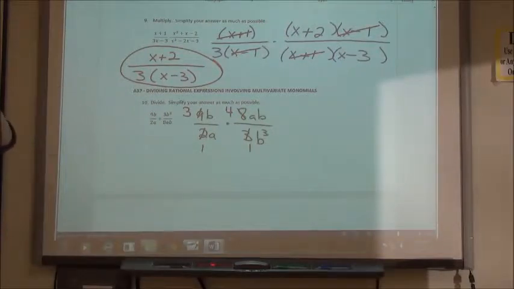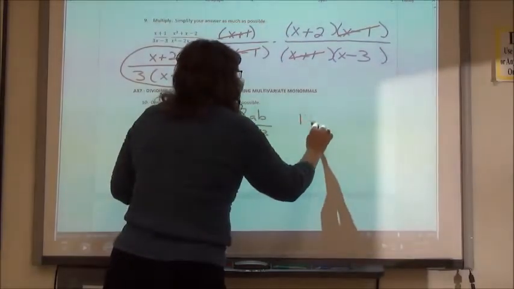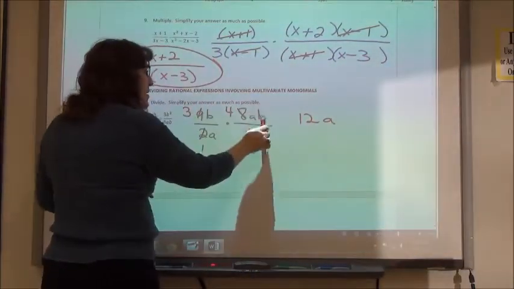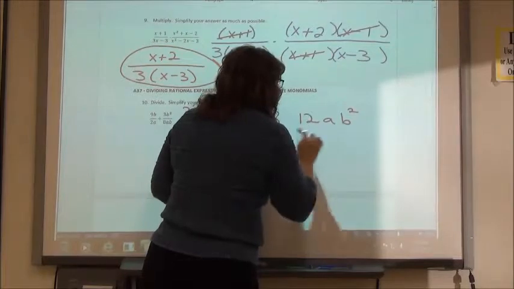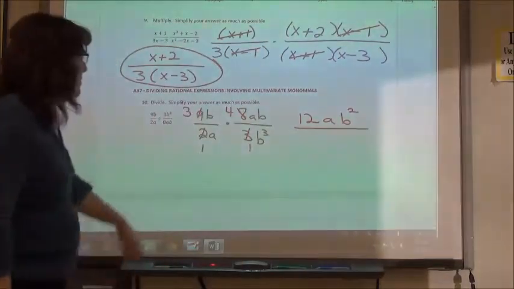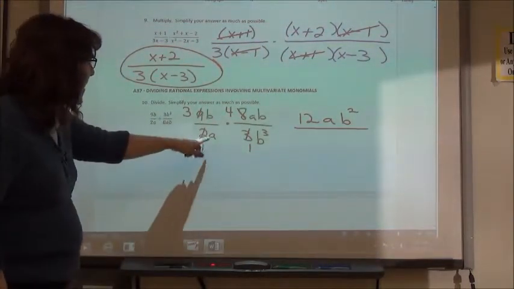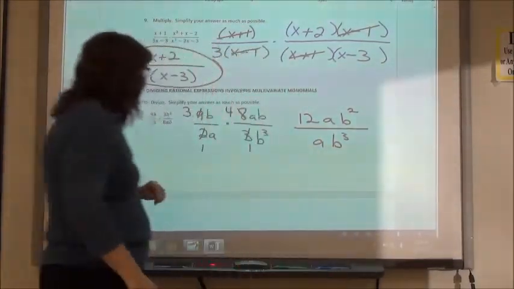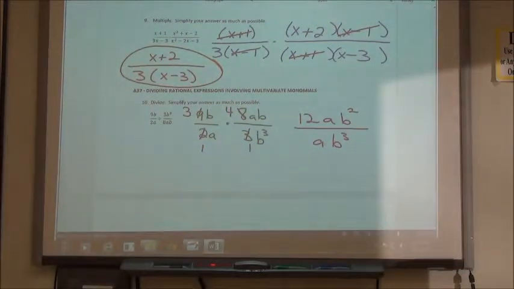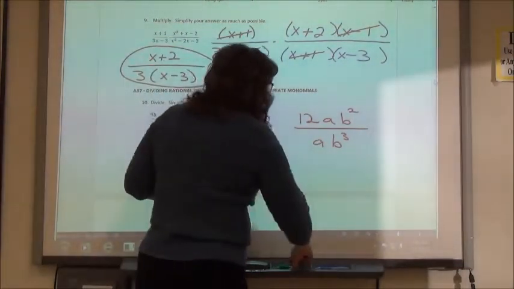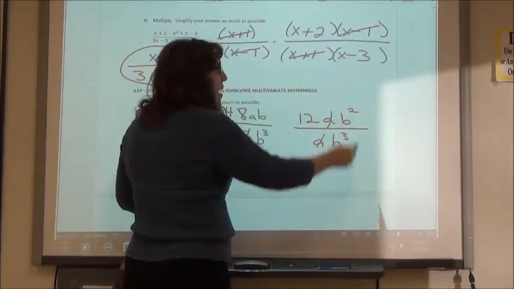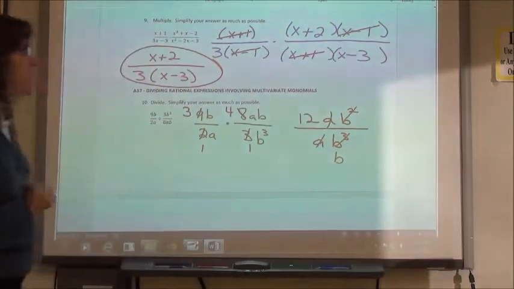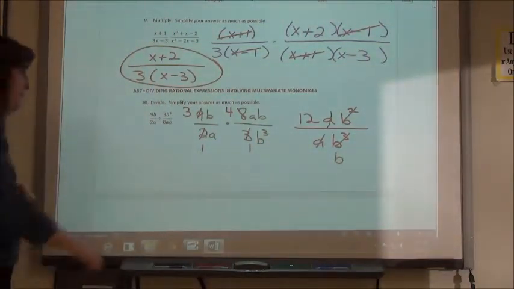So if I multiply the top together, 3 times 4 is 12. I have an A, and then I have a B and another B, so B to the second power. On the bottom, 1 times 1 is 1. I don't really need that. I have an A and a B to the third. And then I'm going to do some canceling. The A's cancel out altogether. I can take 2 of my B's, which leaves an extra 1 on the bottom. And so I'm just going to get 12 over B.